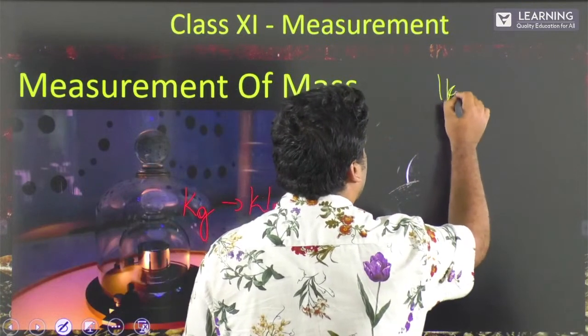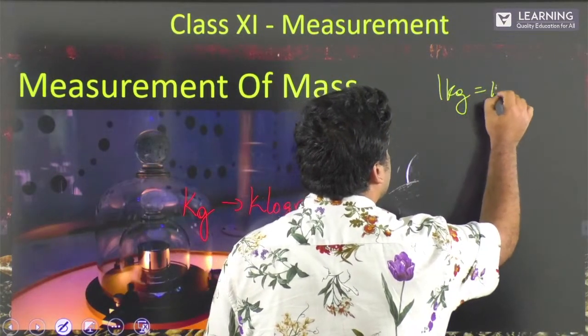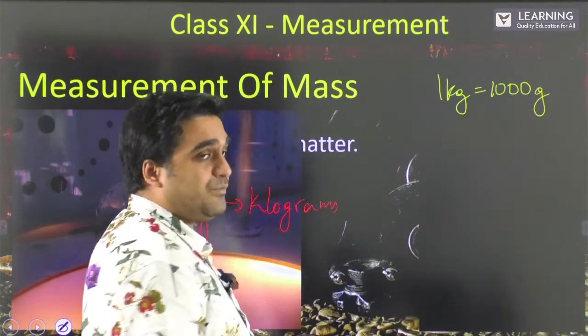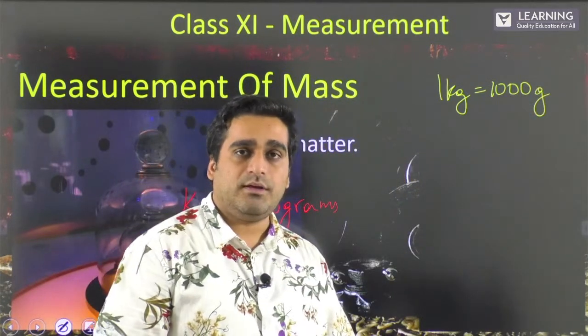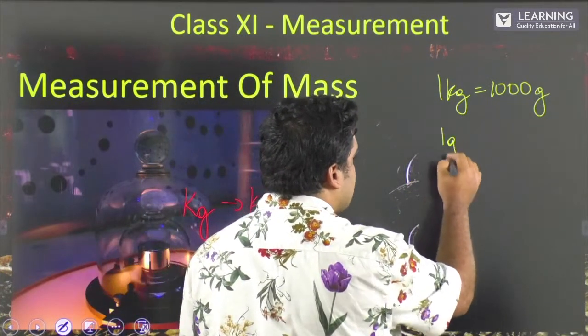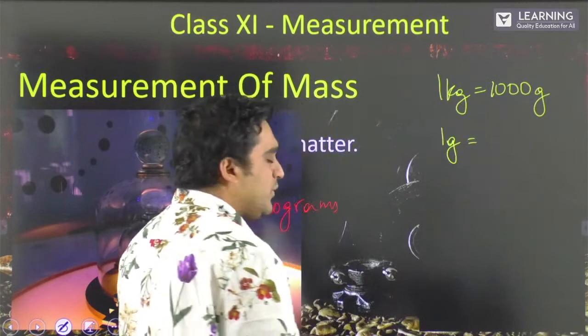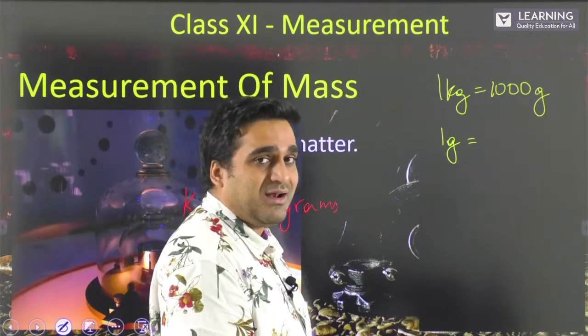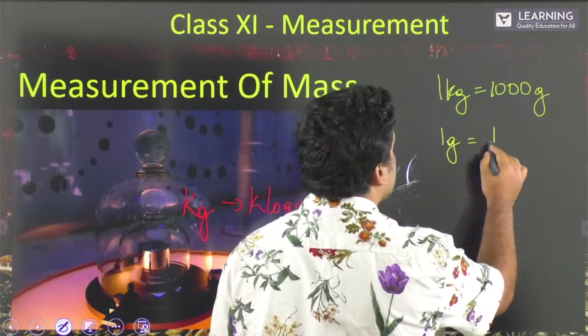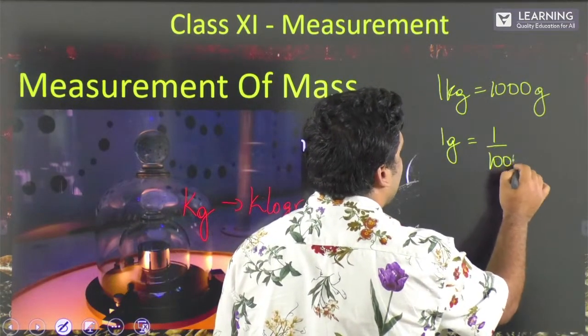1 kilogram, which is equal to 1,000 grams, right? So 1 gram as a conversion factor, what can you write? That 1 gram is equivalent to writing 1 by 1,000th of a kg.